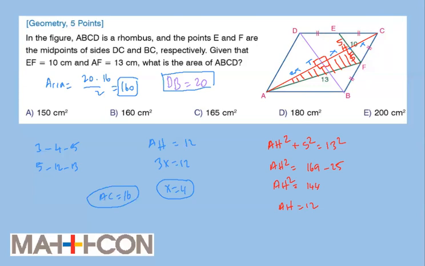But if you don't remember that, you can find the area of the triangles separately and add them together, because we know 2X is 8. So this is going to be 8, and this is going to be 10 because BD was 20. To find the area of the triangle, 8 times 10 over 2 gives you 40. But we have 4 of those triangles, so that will be 160. So this is one way to do this problem.